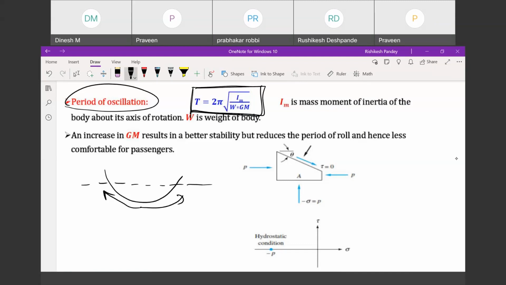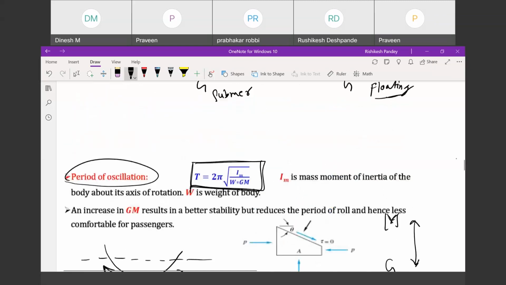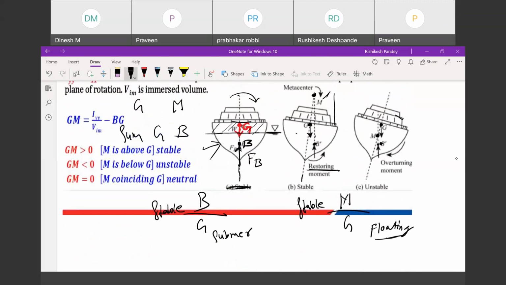Gm is the distance between G and M. M was above, G was below. This is the distance between these two. I don't think they will ask a numerical based on this because it is time taking. So you just simply remember that Gm is the distance between G and M. This is your Gm.